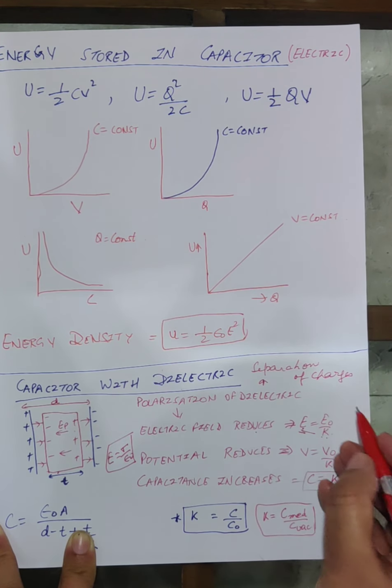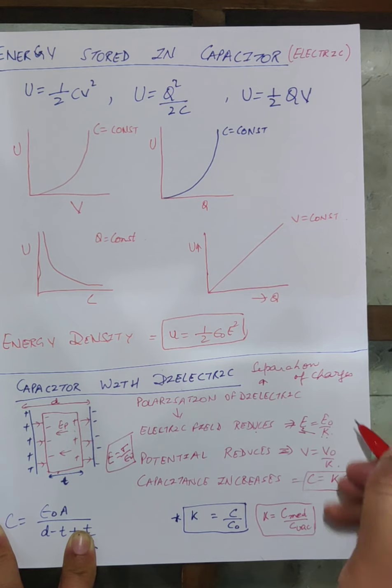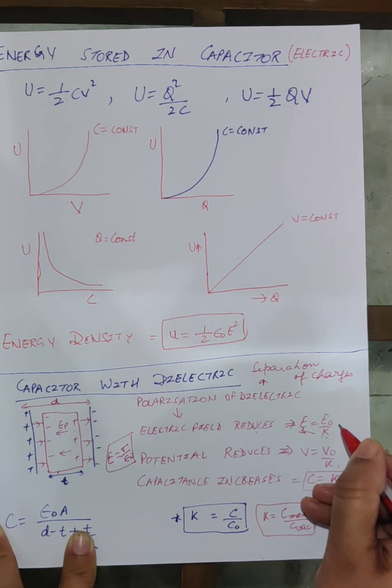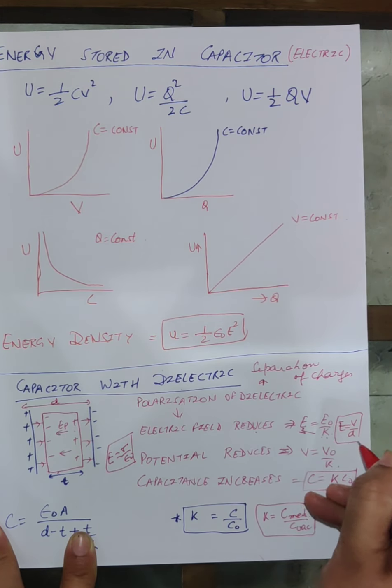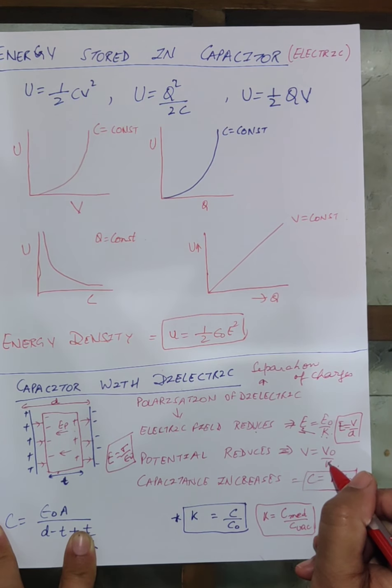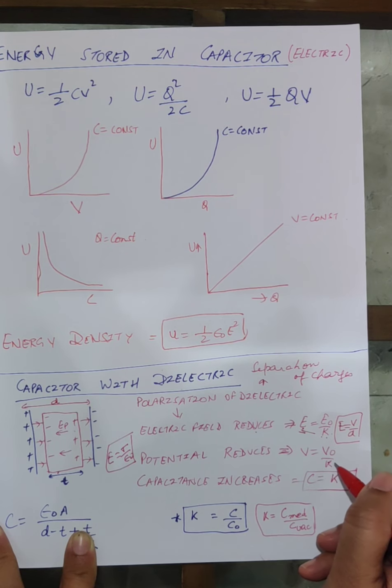Now, as you know, what is electric field? Electric field is equal to V by d. So if the electric field reduces, the potential will also reduce. What is the potential? Reduce, again I said reduce means you divide by K. So V is equal to V naught by K. As V decreases, the capacitance will increase. So what's the capacitance? Capacitance C is equal to K into C naught.